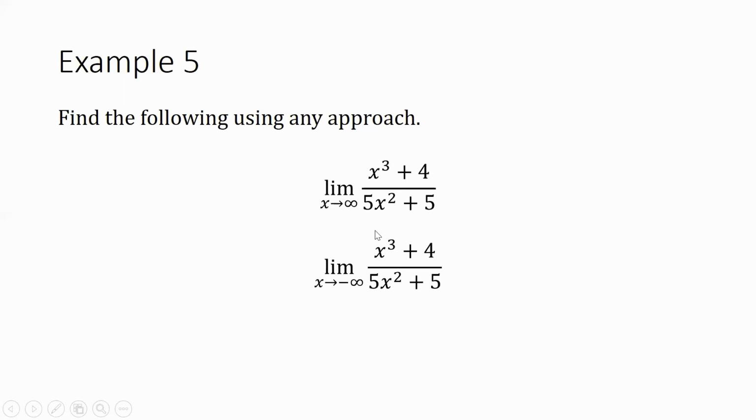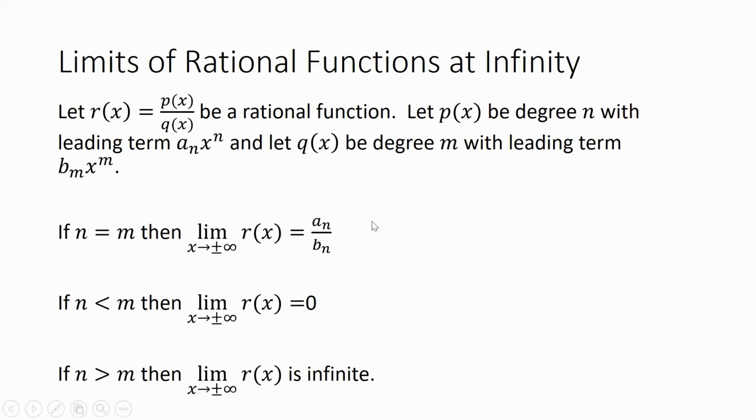In this last one, this example 5, our numerator had a higher degree than our denominator. And we ended up having our limit as x approached infinity go to infinity. We can generalize this observation by looking at the following result. So we look at the limits of rational functions at infinity. At infinity means as x goes to infinity or as x goes to negative infinity.